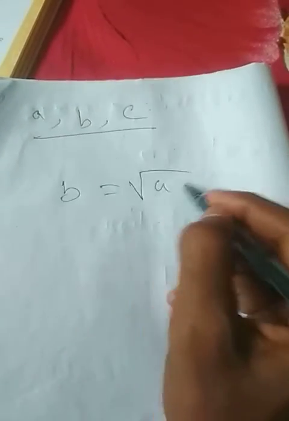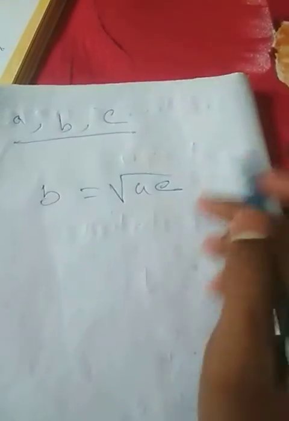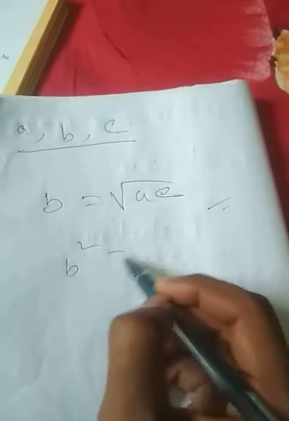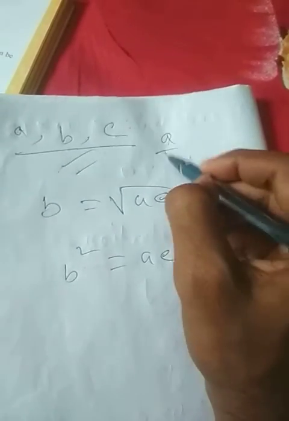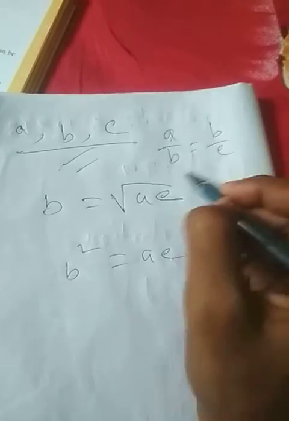Remember, if the 3 terms are in proportion, like it is said A, B and C are in proportion, that means B equal to root over AC. This is known as mean proportion also, or I can write B square equal to AC. If the 3 terms are in proportion, that means A by B equal to B by C. From that we are getting these two terms, B square equal to AC or B equal to root over AC.